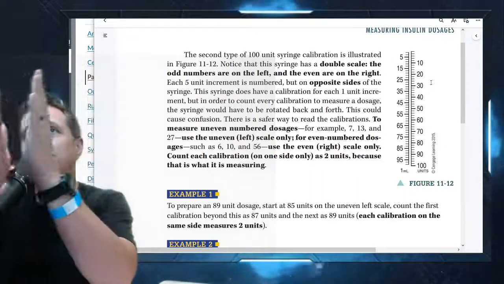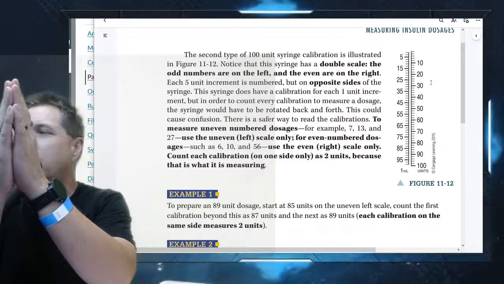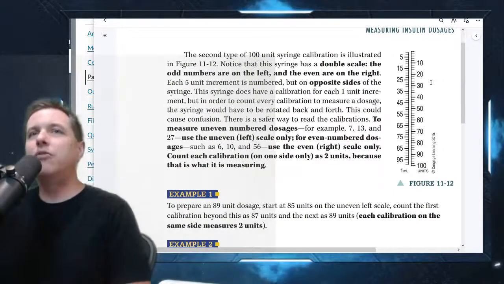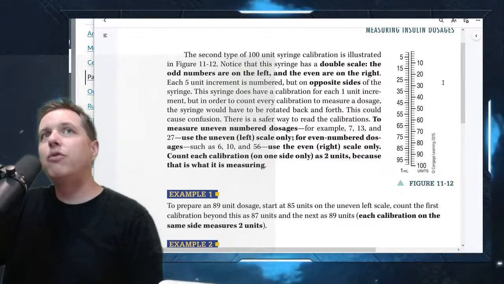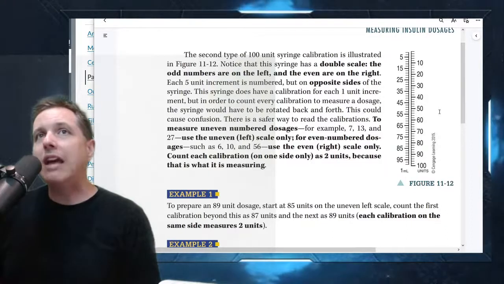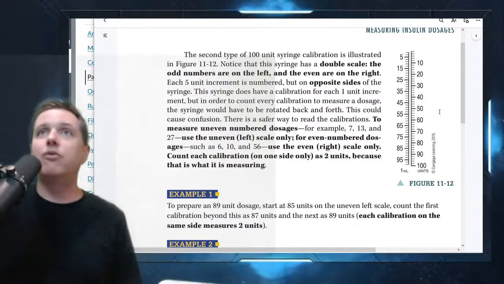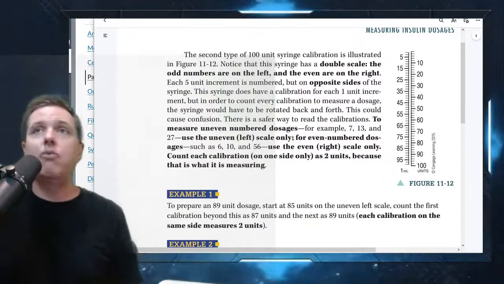You could just imagine if these were all on one scale, that would just be too cramped to really see what's going on. It'd be really easy to get confused and put the wrong dosage in there. So they're giving you both so that you can use both the even and the odd. Sometimes you're only given even, and you just have to work with that. But in this case, they're giving you both. So that's why it's written that way.